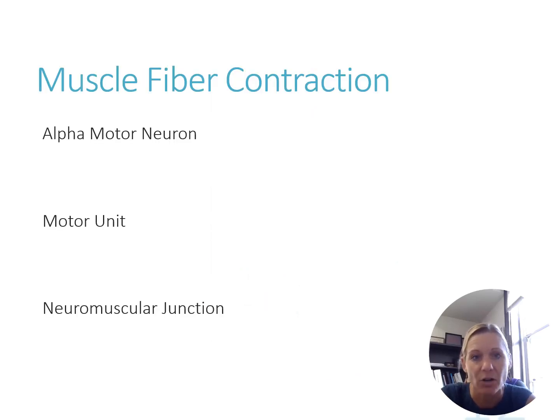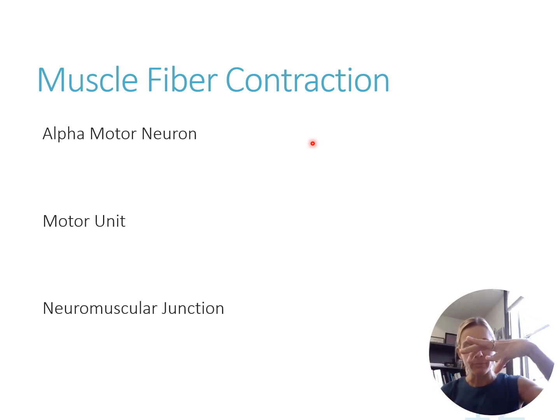So other key terms to note when we talk about muscles and how this all fits together: we have an alpha motor neuron, we have a motor unit, and we have a neuromuscular junction. Okay, so the alpha motor neuron is the neuron that's in charge of causing muscle contraction for each individual muscle. One alpha motor neuron is in charge of many individual muscle cells.